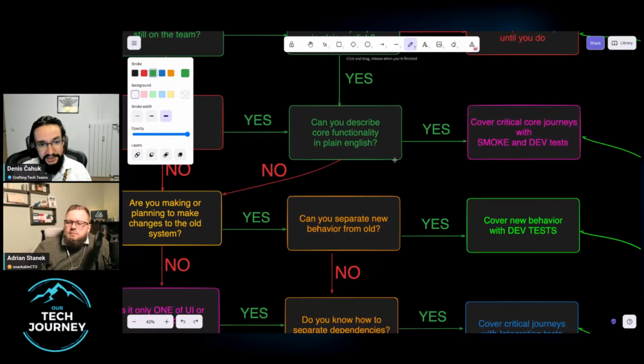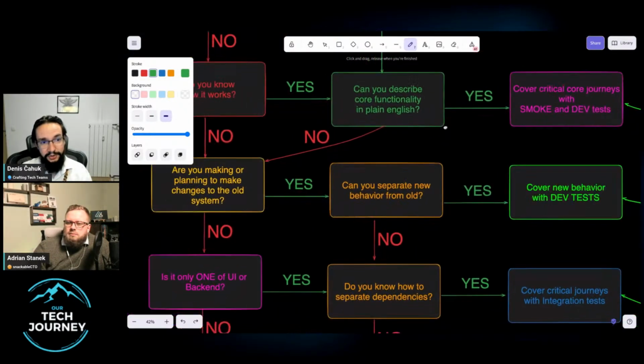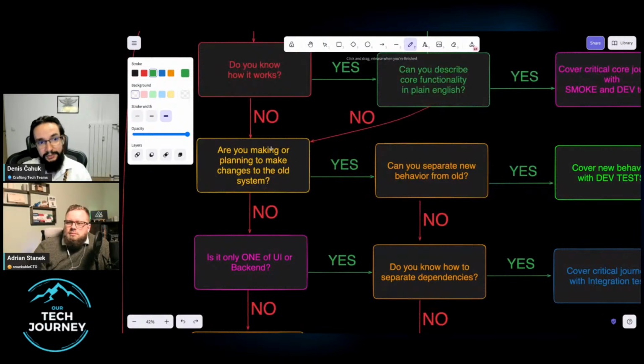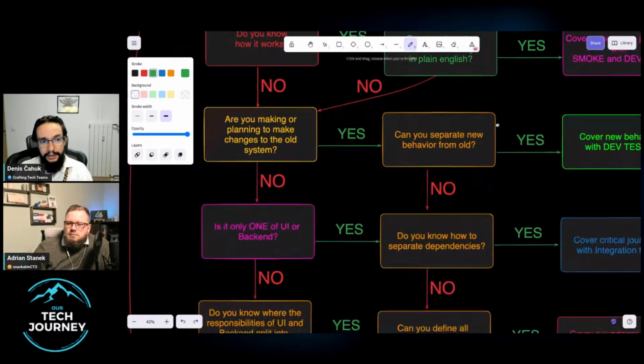Now, if you're not so lucky that you're making changes to the old system and you don't know how it works.